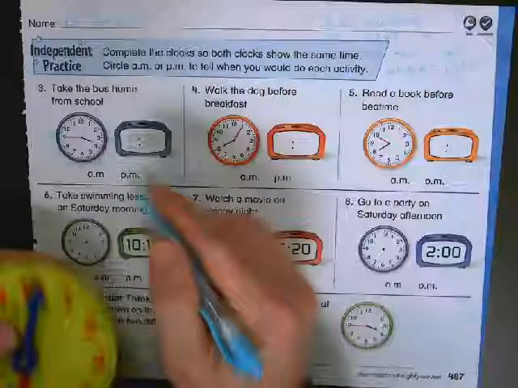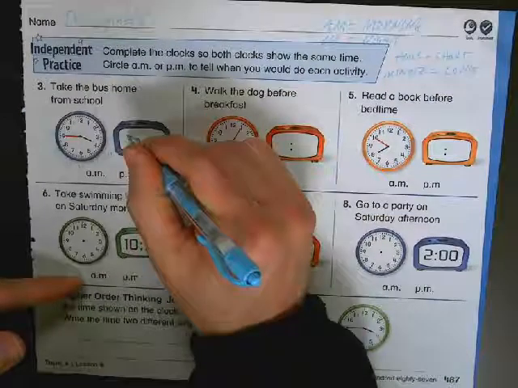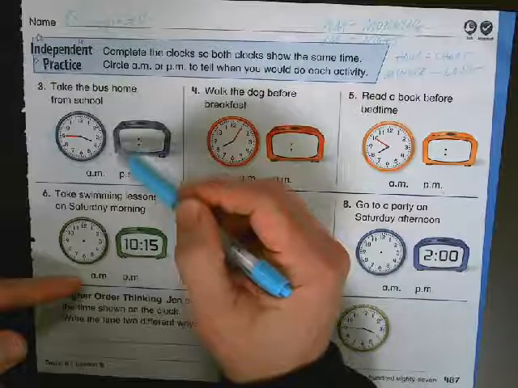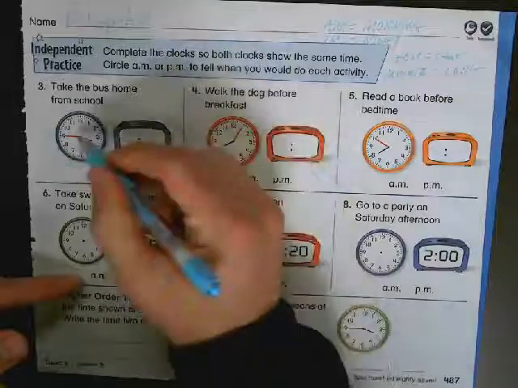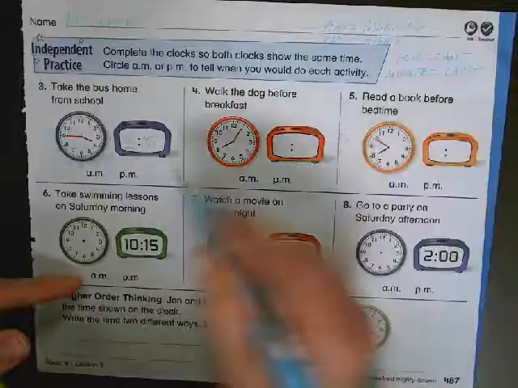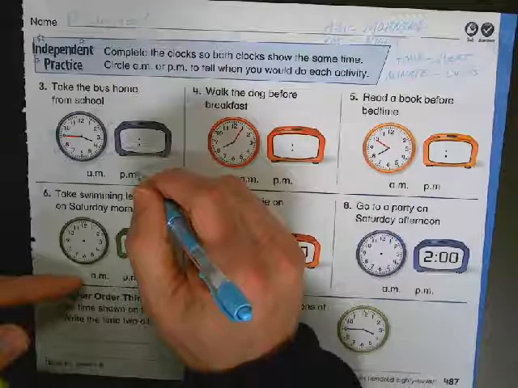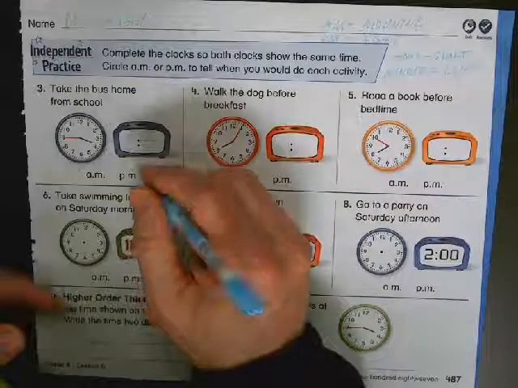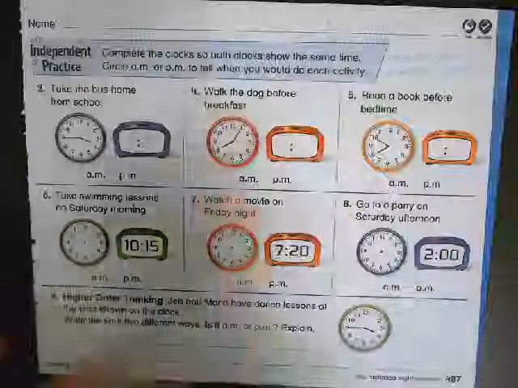So this one I'll do together with you. This one is between the 3 and the 4, which is 3. Counting fives around: 5, 10, 15, 20, 25, 30, 35, 40, 45 minutes. 45, point to the 9, 3:45. And it says it's taking the bus home from school. That's 3:45. Some of you leave here about 3:15, 3:30. We get packed up at 3 o'clock every day, and that is PM because it's afternoon, after midday.